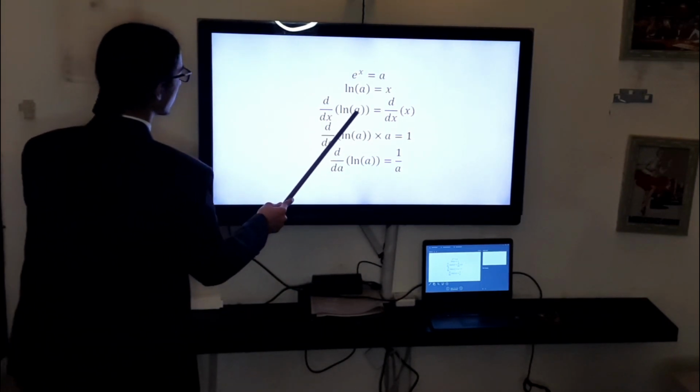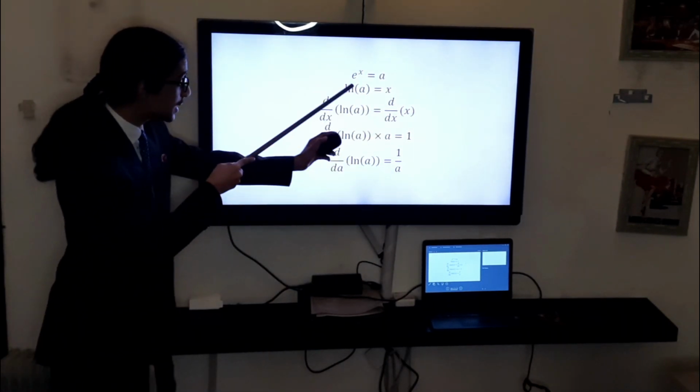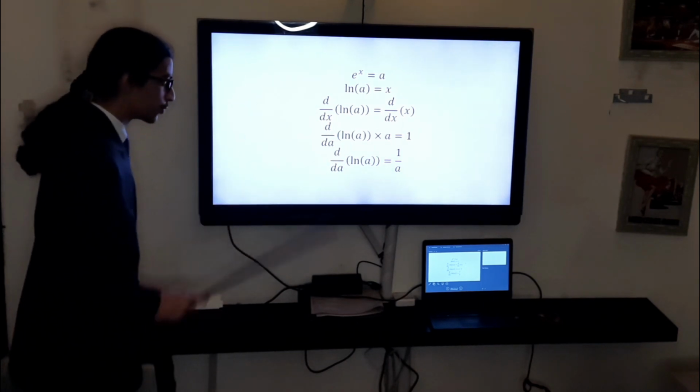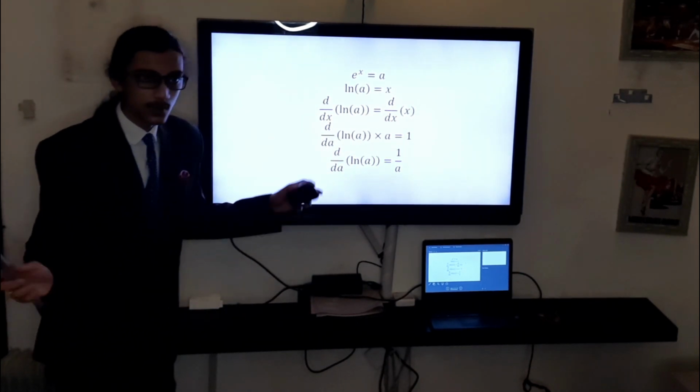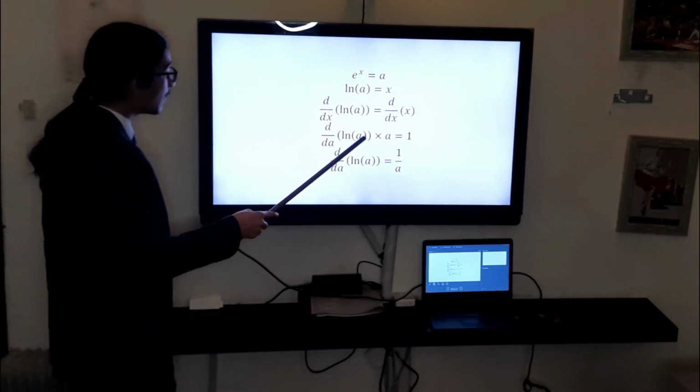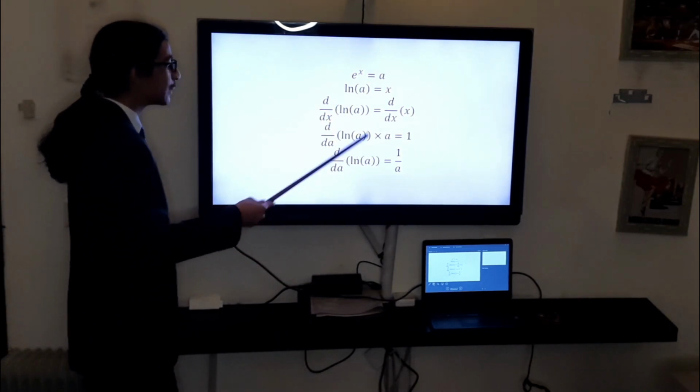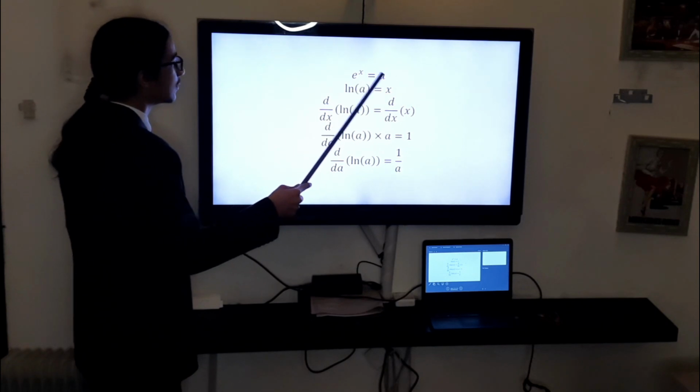Now, what is the derivative of ln of a? Remember, a is not a constant in this case, a is e to the x. So we have to use the chain rule. We get d by da of ln of a. We don't know what that is yet. We're trying to prove what it is. But remember, this is a chain rule, so we've got to multiply it by the derivative da by dx.